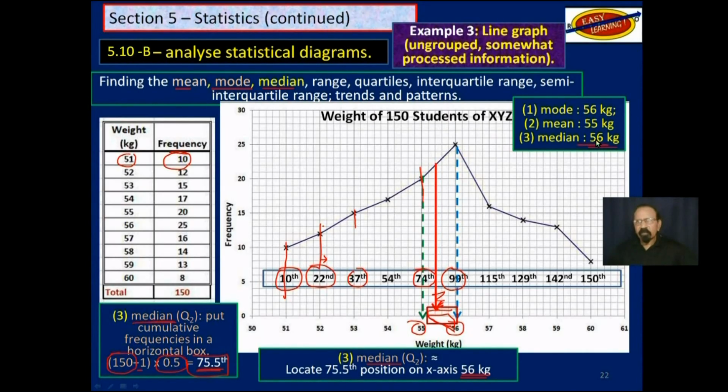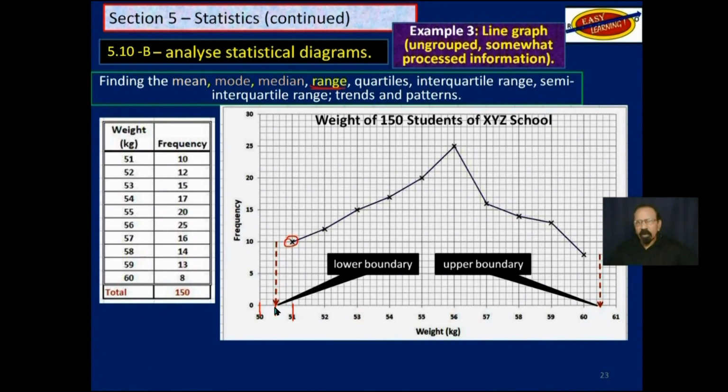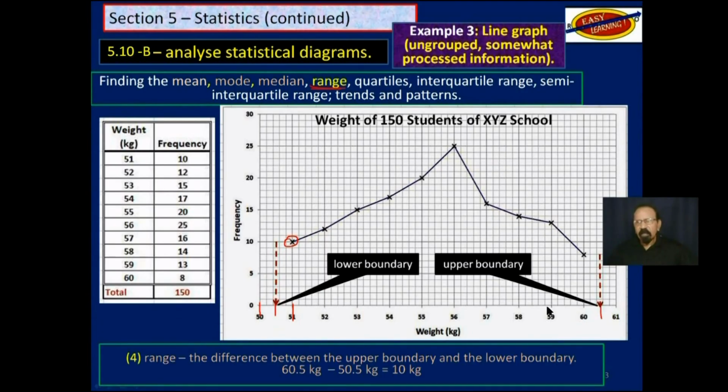56 kilograms. The range, now if that is 50 and this is 51, we are beginning here. Halfway from there will take us to this point. So this is the lower boundary, this is the upper boundary. The range is the difference between the upper boundary and the lower boundary. So we get 10 kilograms.